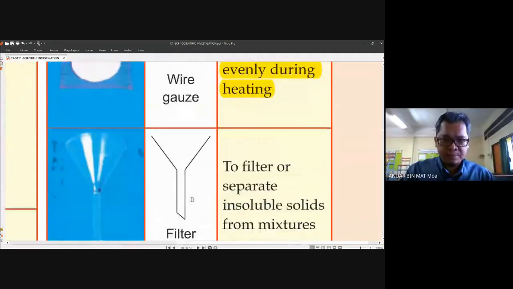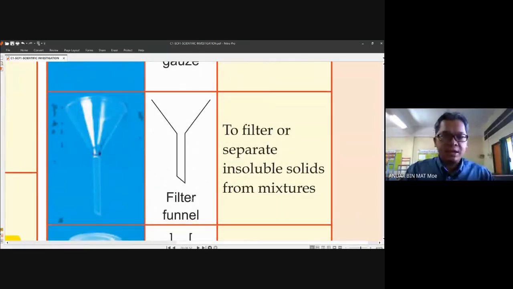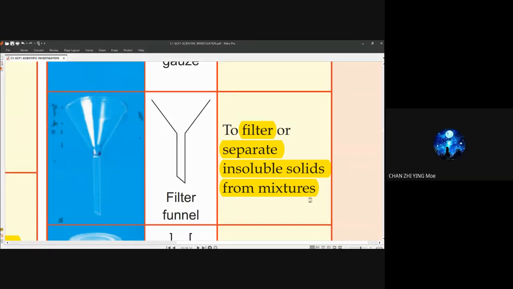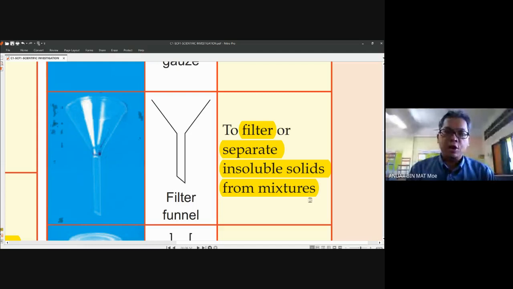Next one is the filter funnel. What is the function of the filter funnel? To filter or to separate insoluble solid from a mixture. Insoluble means what? For example, if you put sand in the water, will the sand dissolve or not dissolve? It will not dissolve, right? Because the sand or the rock is what we call an insoluble solid. It will not dissolve in the water.